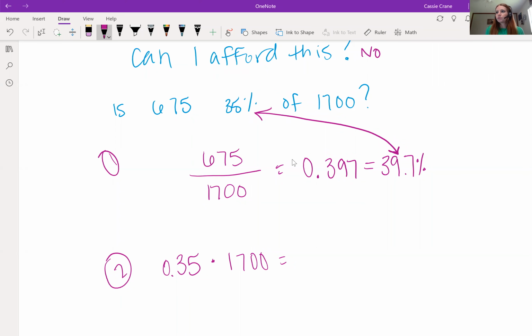Now if we wanted to do the other method, where we just find 35% of 1700 and compare that amount to the rent that they've told us, then we would do it this way, method two, where we multiply 0.35 times 1700, which is equal to $595. So anything that is more than 595 is too expensive for us. Since this is 675, that's above my budget, so I can't afford this apartment. Does that make sense?